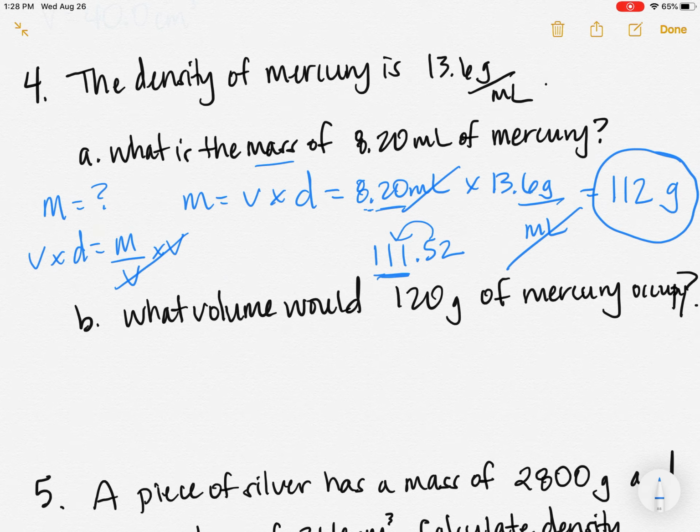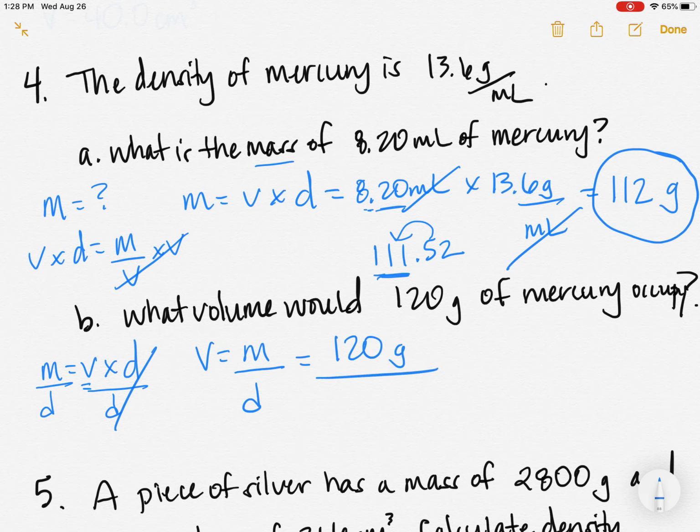Part B, what volume would 120 grams of mercury occupy? So I just had this formula that I was working with. I'm looking for my volume, so divide both sides by D. So V equals M over D. So mass was 120, that has 2 sig figs.